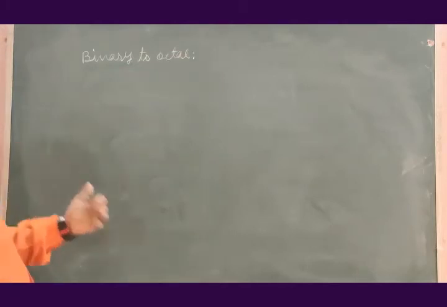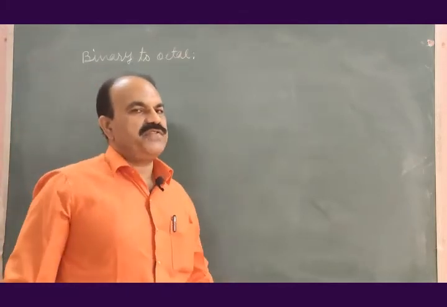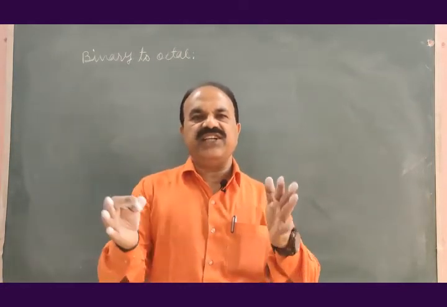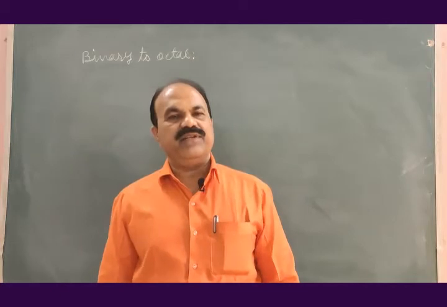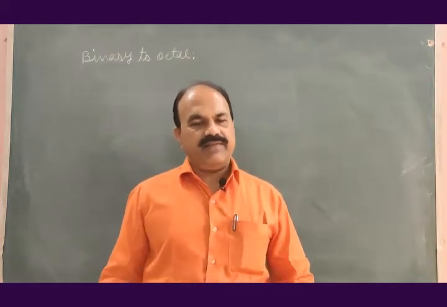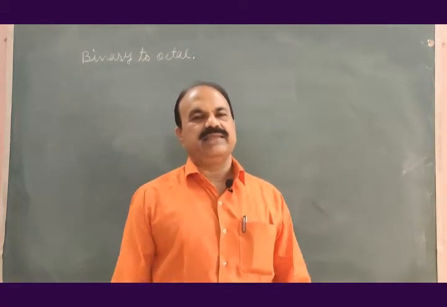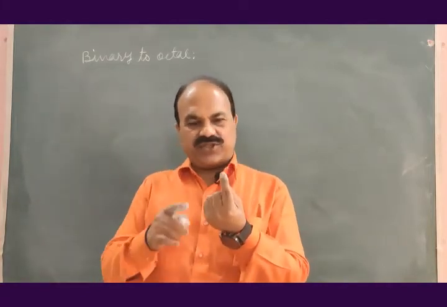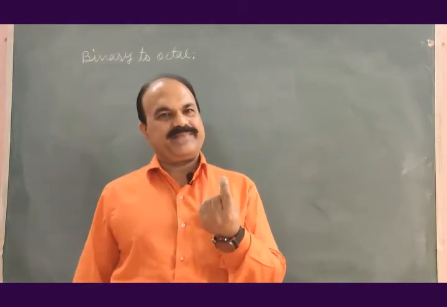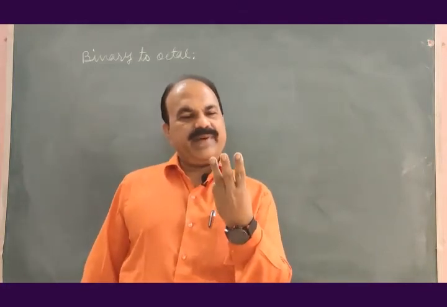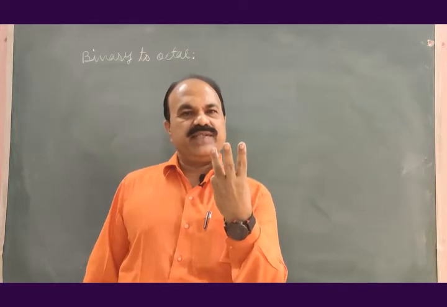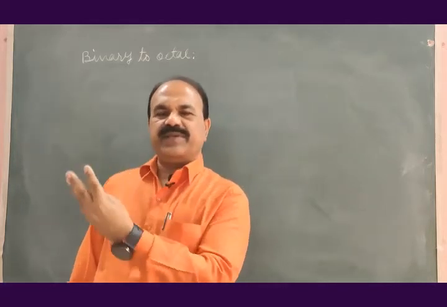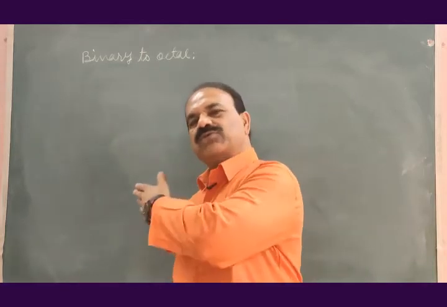Binary to octal. The procedure is very simple. What to do? Write the given binary number. Then start from the binary point, first towards the left. Start making groups of 3 bits: 3 bits, 3 bits, 3 bits. Move from the binary point to the left.